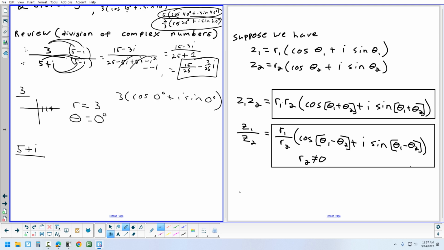Now, let's do the bottom. Let's write that one in trig form. All right. Where is 5 plus i? Go to the right 5. Yep. And then up 1. Okay, so 5 plus 1i. So right 5, up 1. Make your triangle.